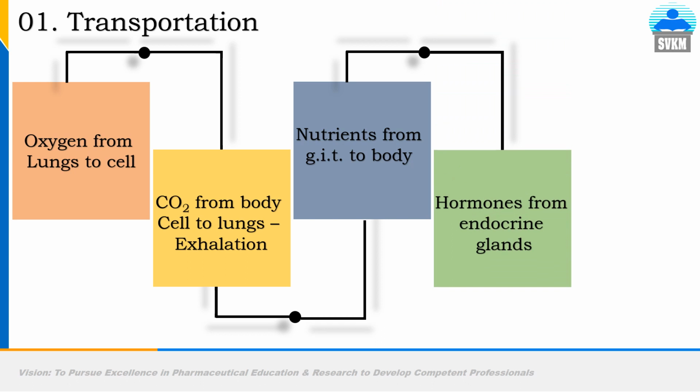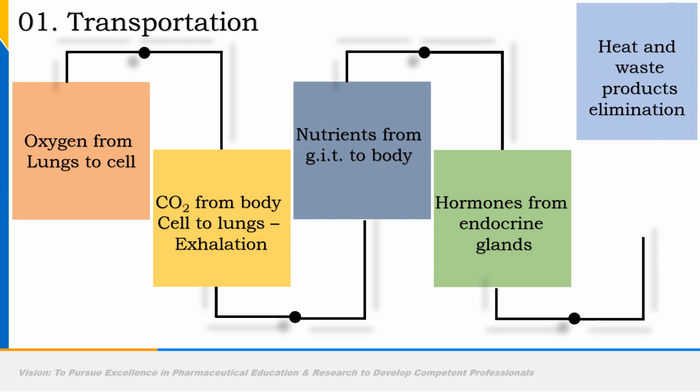Next, certain hormones, for example from certain endocrine glands. Different hormones are released by the endocrine glands. So these hormones are mainly transported to the other body cells, and the basic medium or the route is the blood. The blood is mainly involved in the transportation of the hormones from endocrine glands to the other body cells.